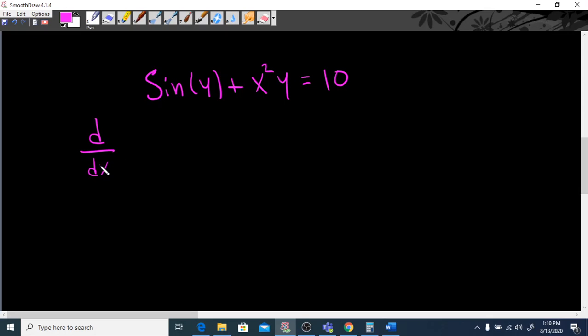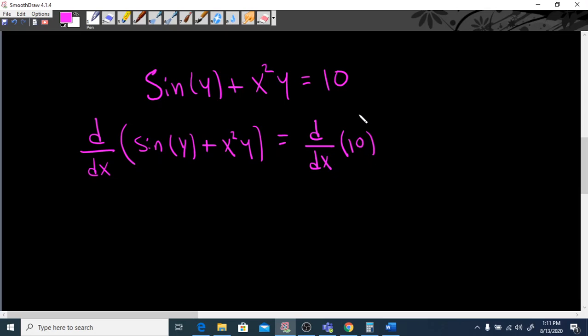The procedure for these problems is always the same, unless of course they ask you to find the derivative with respect to y. Then you do d by dy instead of d by dx. So we're going to apply the derivative operator d by dx to both sides. And remember, we're assuming y is some function of x that we don't know, which means every time that we encounter y, we're going to have to do dy dx. Okay. So here we go.